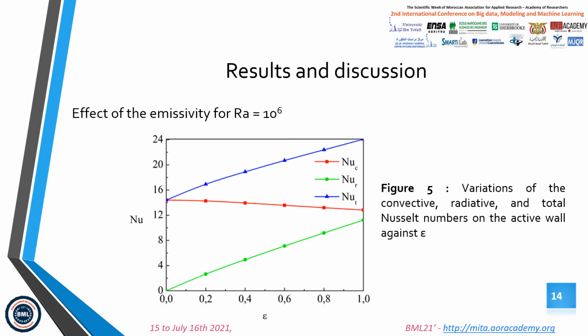Figure 5 presents the variations of the mean convective, radiative and total Nusselt numbers on the active wall against the emissivity. It shows that the mean convective heat transfer linearly decreases with this parameter. In contrast, the radiative heat transfer is an increasing function of the emissivity. Such an increase is also almost linear. As for the total heat transfer, Figure 5 shows that it increases with the emissivity, although the attenuation of the convective heat transfer. In other words, increasing the emissivity promotes the cooling of the active wall.